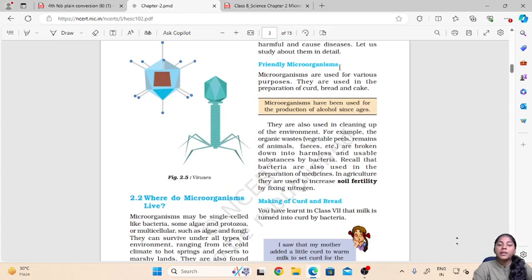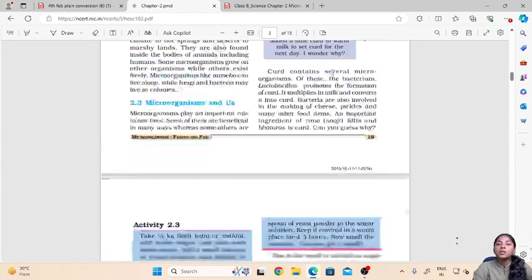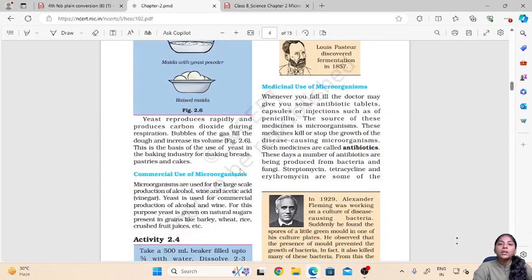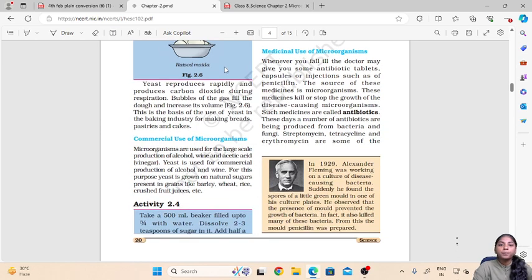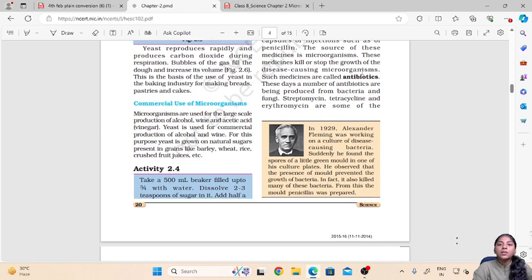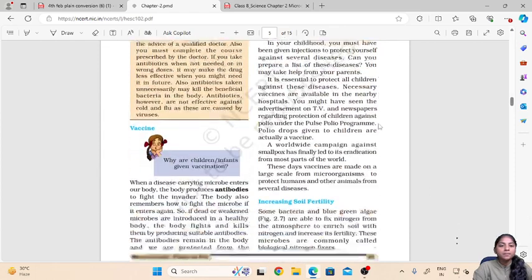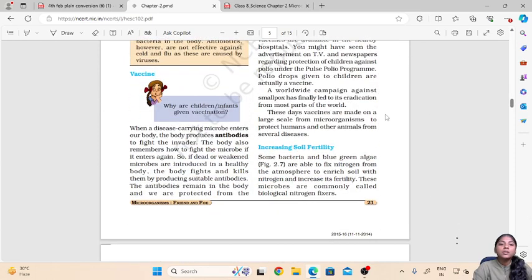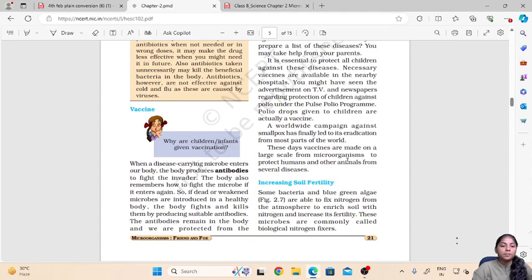So the friendly microbes are used in making curd, bread, then cakes. They are used in making a lot of beverages like alcohols, wines, then vinegar. Then these microbes also have medicinal use, that is they are used as antibiotic medicines. Today we will see how these microbes are used as vaccines. We know that when we were young we were given some injections or drops as vaccines. So what are these vaccines and why are they important, that we will learn today.